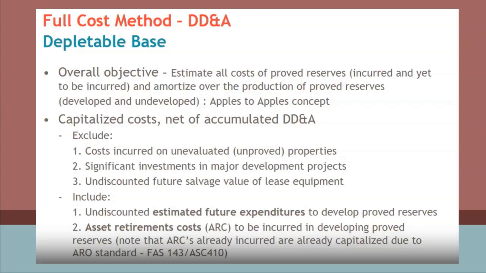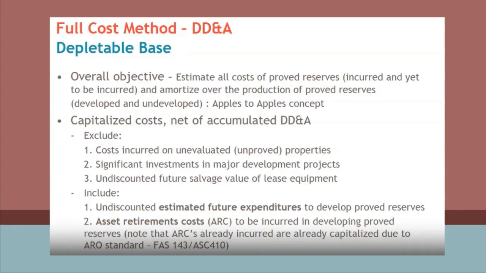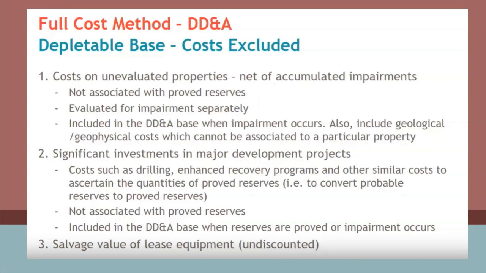You also need to make sure you're including ARC, asset retirement costs. There's going to be a whole other segment later on ARO, asset retirement obligation. For now, we're going to touch on it high level, but you want to make sure ARC to be incurred in developing proved reserves are included. So in the next couple slides, we're going to go into those a little bit more. So talking about your costs that need to be excluded.